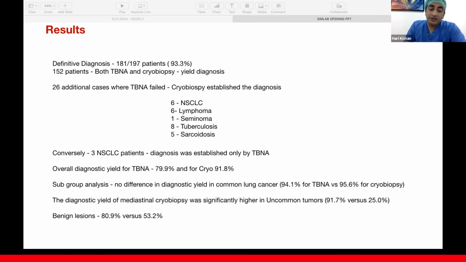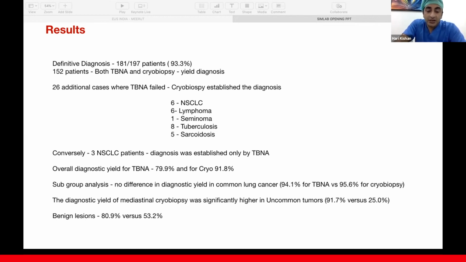And when they looked at the subgroup analysis, there was no difference in diagnostic yield in common lung cancers. So it was 94% for EBUS TBNA and 95% for cryobiopsy. So this procedure did not make much difference when it comes to a common lung cancer.